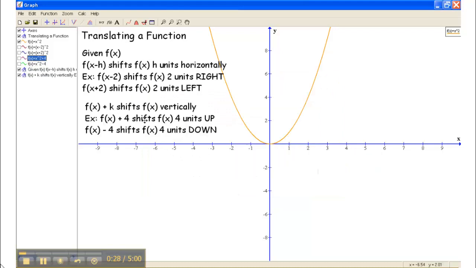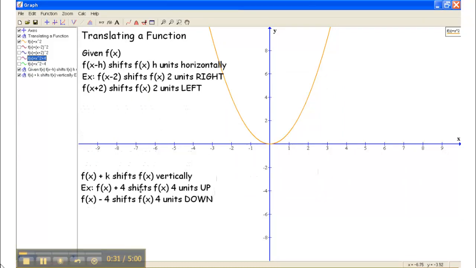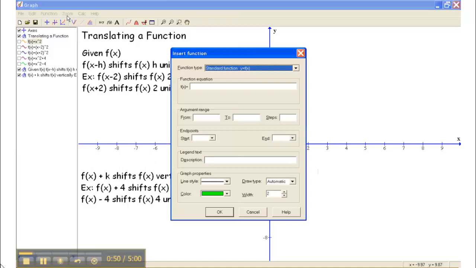And that's really a summary for how you can shift any function left or right or up or down. You can add or subtract something to the x-coordinate, or add and subtract something outside of the function. Maybe you don't believe me, because all of these investigations that we've done have been with a parabola. So let's try this with a different function.